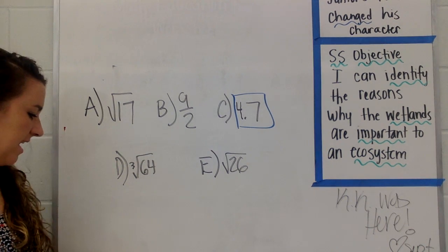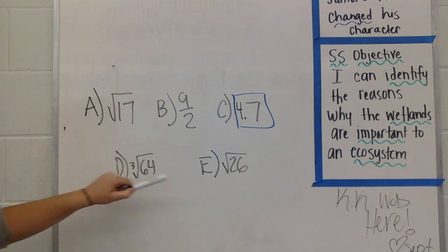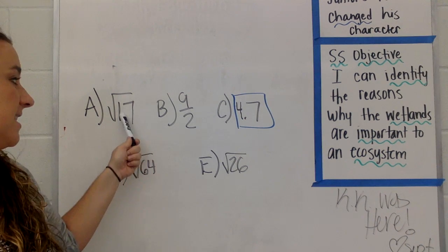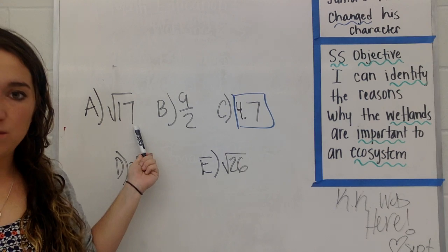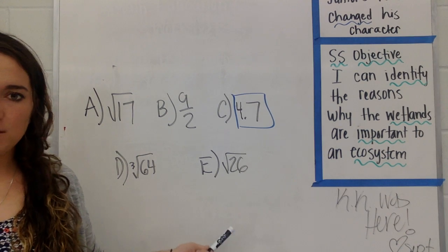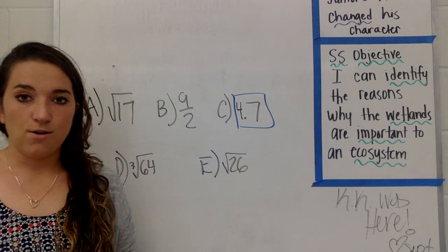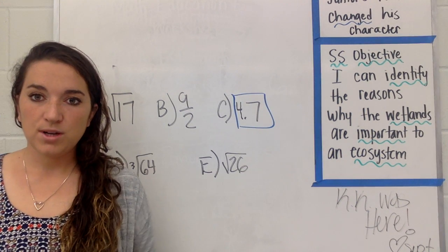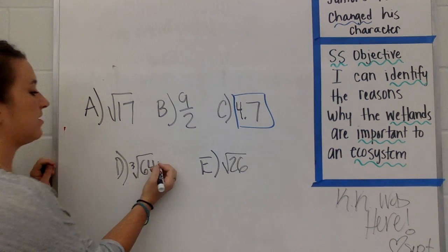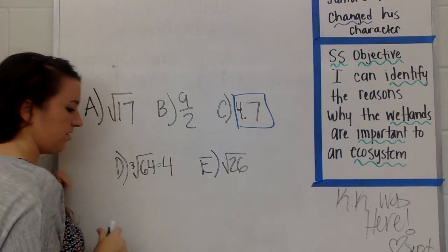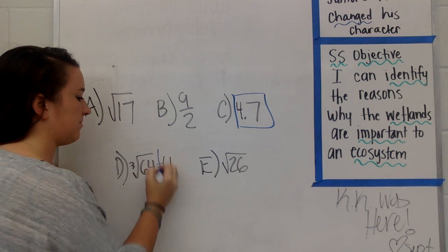All right, so now I'm going to say, okay, which of these square roots can I solve? Is 17 a perfect square? No, so I can't do it. Is 26 a perfect square? No, so I can't do it yet. What about the cube root of 64? Is 64 a perfect cube? Yes, it is, and the cube root of 64 equals 4. So now we have another number that is ready to be ordered.